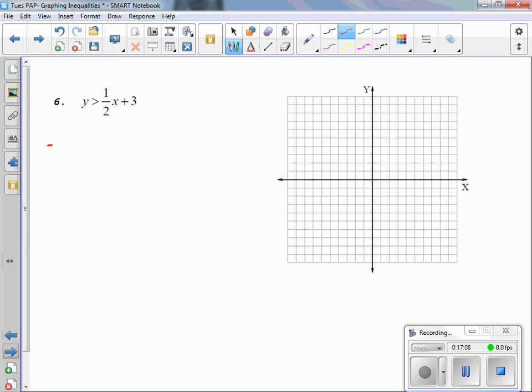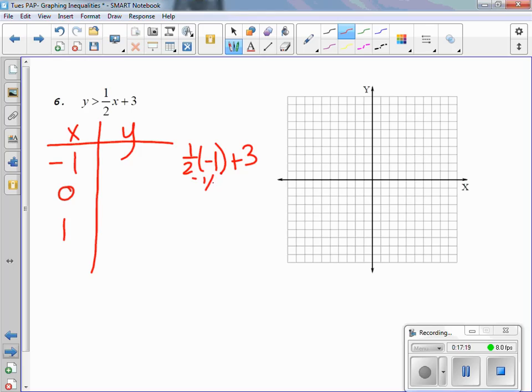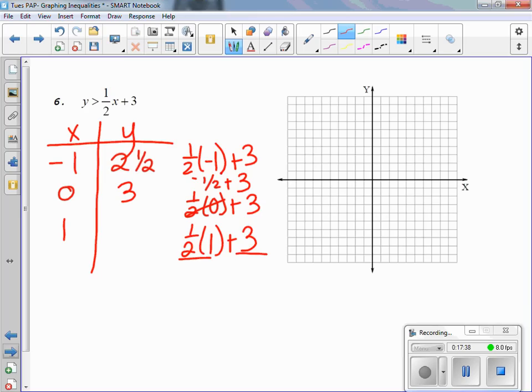Our last problem is also in y equals x form for us, where y is already alone. So I'm going to plug in -1, 0, and 1. So 1/2 times -1 plus 3. That's going to give me -1/2 plus 3, which is 2.5. 1/2 times 0 plus 3. That's going to give me 0 and 3. 1/2 times +1 plus 3. That's 1/2 plus 3 gives me 3.5. So I'm going to go to -1 and 2.5, 0 and 3, 1 and 3.5.